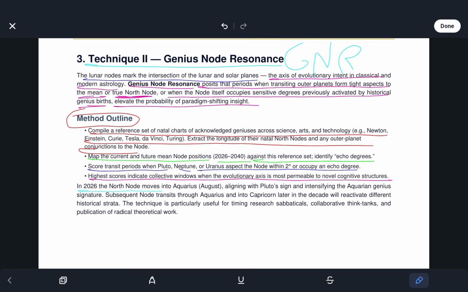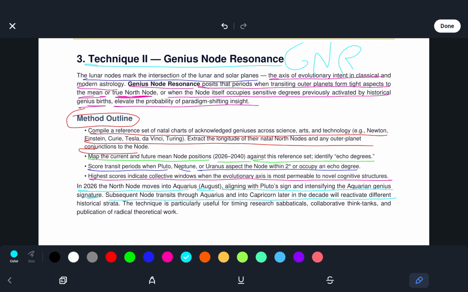In 2026, Rahu moves into Aquarius, aligning with Pluto's sign and intensifying the Aquarian genius signature. Subsequent node transits through Aquarius and into Capricorn later in the decade will reactivate different historical strata. The technique is particularly useful for timing research sabbaticals, collaborative think tanks, and publication of radical theoretical work.